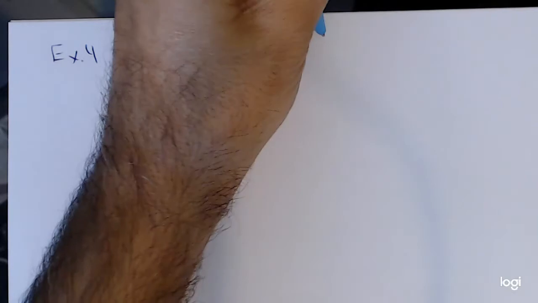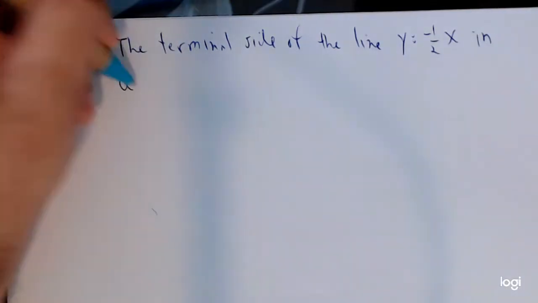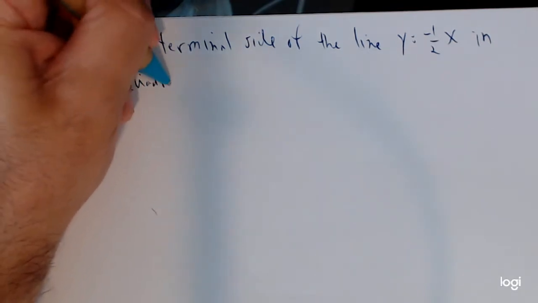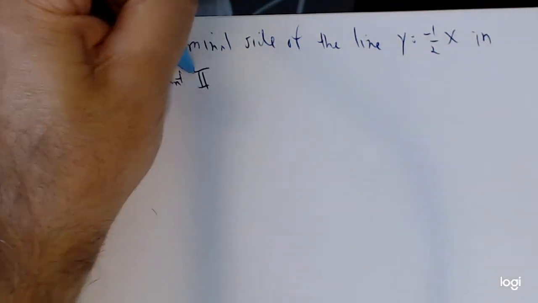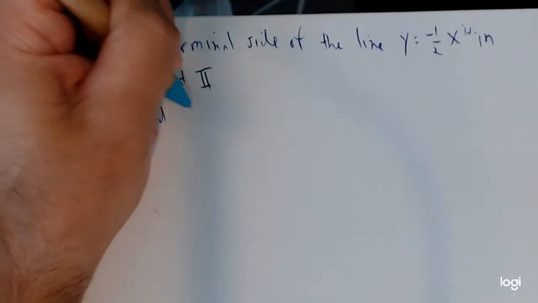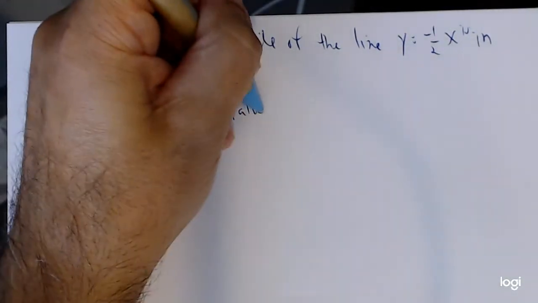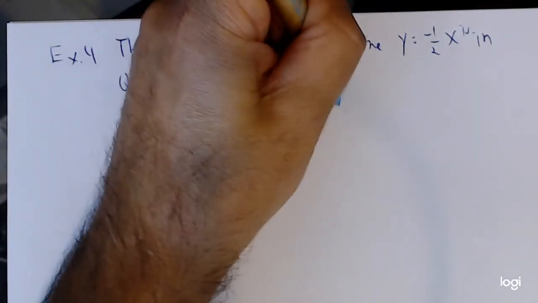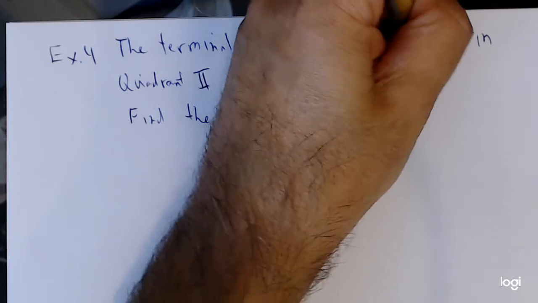This says that the terminal side of the line y equals negative 1/2 x is in quadrant 2. Find the value of sine of theta and cosine of theta.